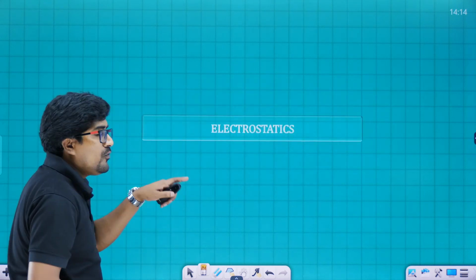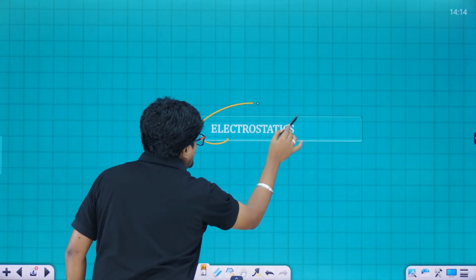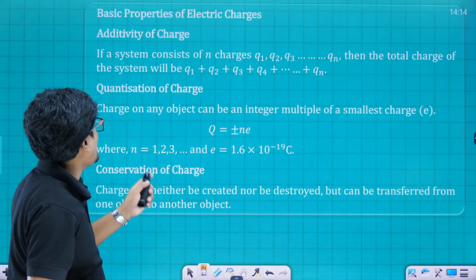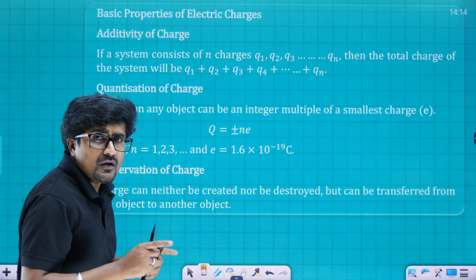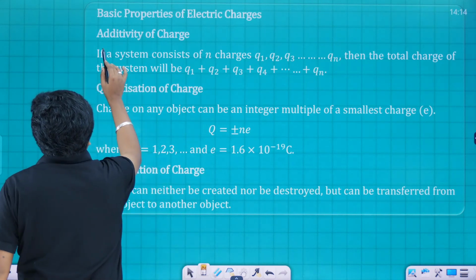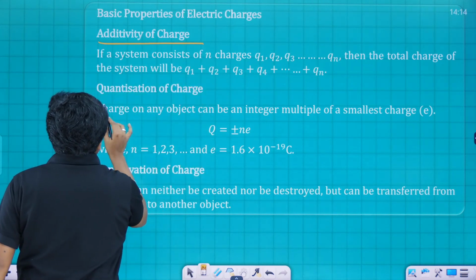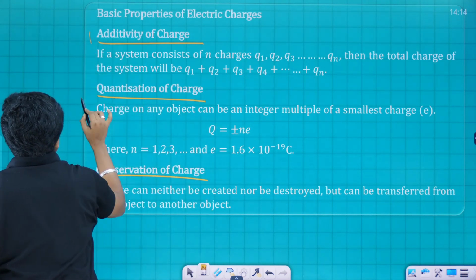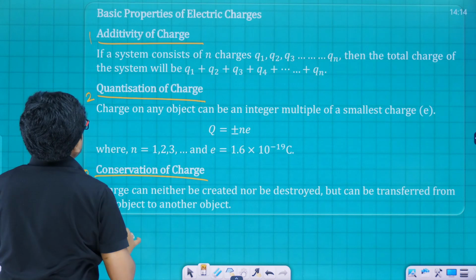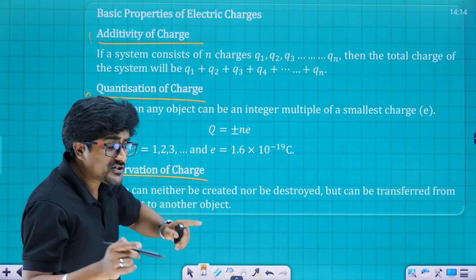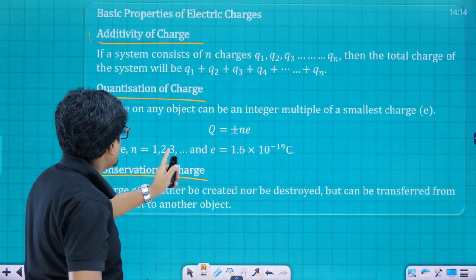Alright, so moving to our first unit, that is electrostatics. Here comes the very first slide for you. Here we are starting with the basic properties of charge. Out of the properties of charge, for us the 3 most important properties are these: first one is additivity, second one is quantization, and third one is conservation of charge.